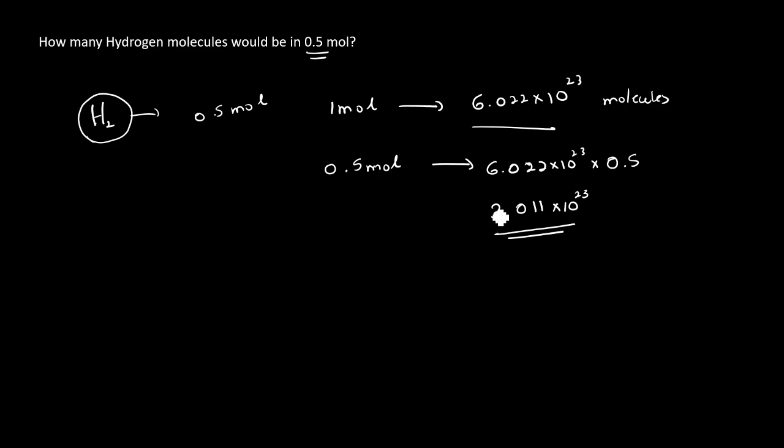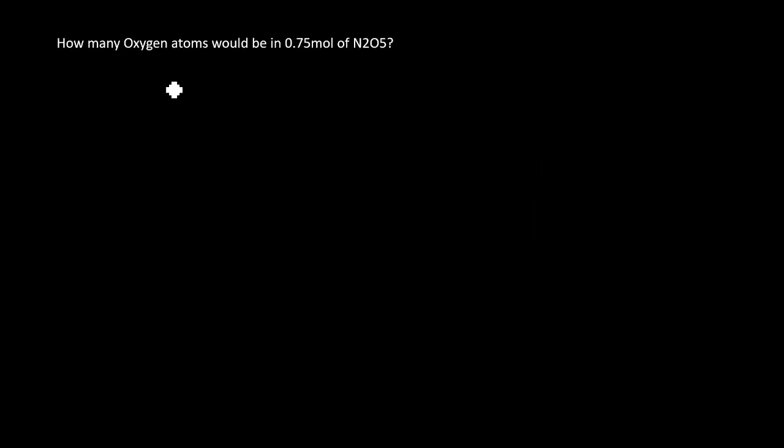So we will move on to another, a little bit advanced question here. How many oxygen atoms would be in 0.75 moles of nitrogen pentoxide? So here we have the nitrogen pentoxide. How many oxygen atoms would be in 0.75 moles of nitrogen pentoxide? Here, what I know is, in 1 mole there are 6.022 times 10 to the power 23 particles of anything. This is the concept that I know.